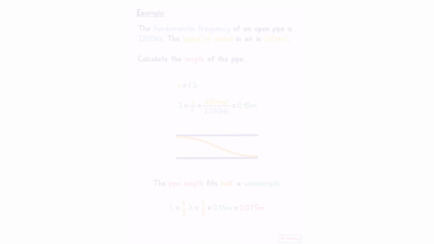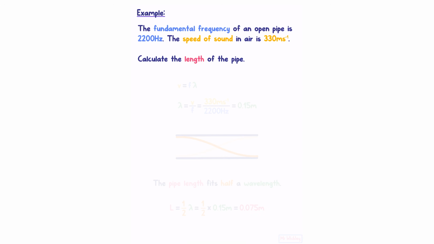Let's now go through an example. The fundamental frequency of an open pipe is 2200 Hz. The speed of sound in air is 330 meters per second. Calculate the length of the pipe. And so to find the length of the pipe, we're going to need the wavelength. And since we have the frequency and the wave speed, we can use this equation here, dividing both sides by frequency to solve for our wavelength. Putting our numbers in gives us the wavelength of 0.15 meters.